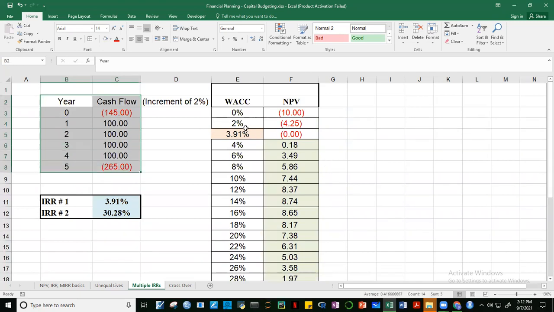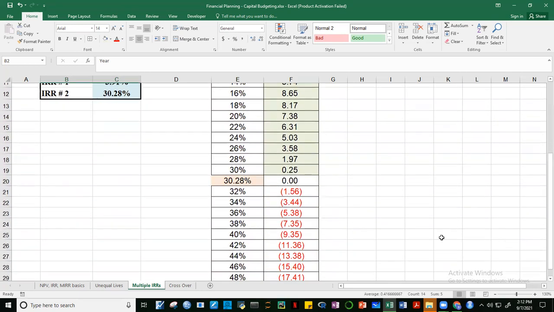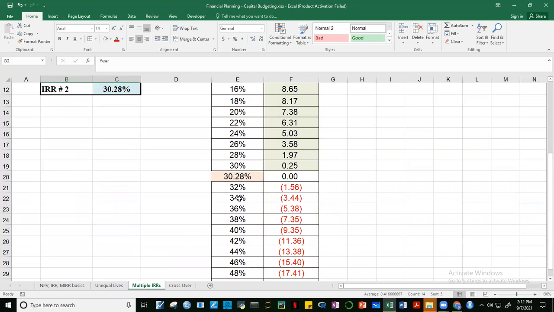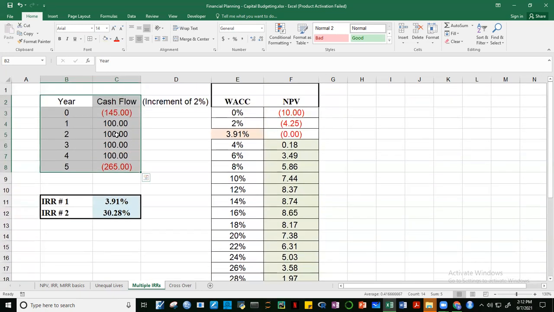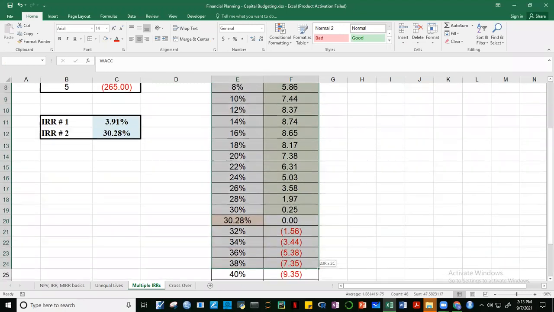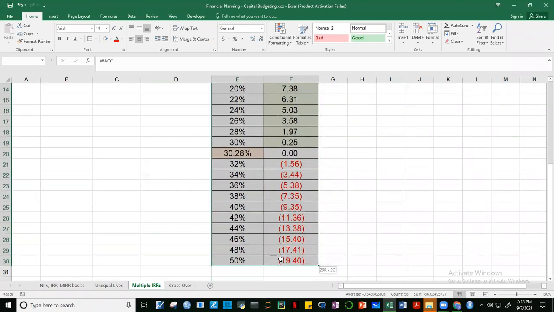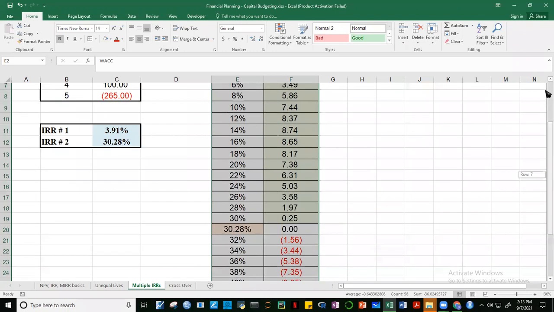But if the WACC is less than 3.91% or more than 30.28%, then reject the project kasi yung mga NPVs natin dyan are negative. Okay, so this is what happens guys when dalawa yung IRR. So let's, okay, I have around 3 more minutes. Let's plot this guys. Let's plot, highlight natin, isama natin yung title.